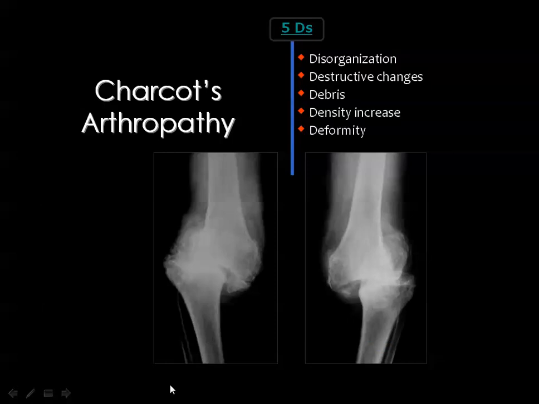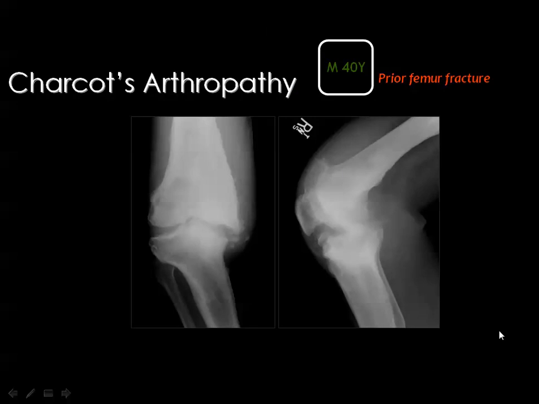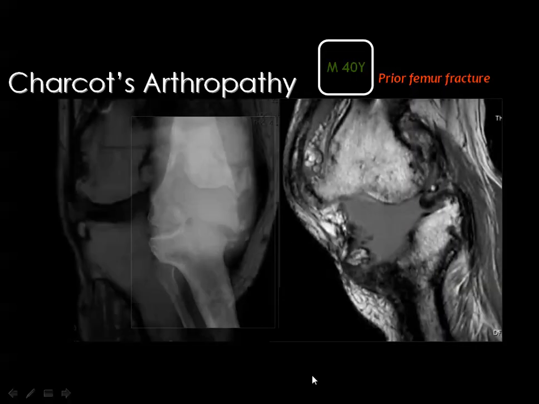This is also a Charcot arthropathy, which, according to the literature, is characterized by 5 Ds: disorganization, destructive changes, debris, density increase, bone sclerosis, and the deformities. And you can see here all the manifestations. Charcot joint, and this patient had a prior femoral fracture, and he has developed Charcot joint in the knee with the changes as have been described.